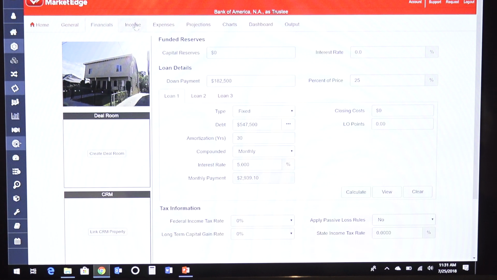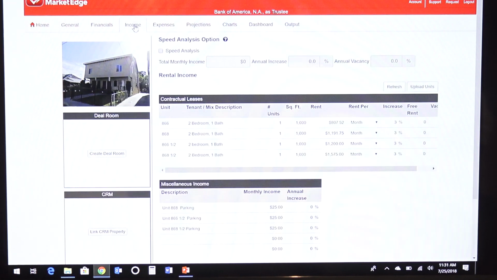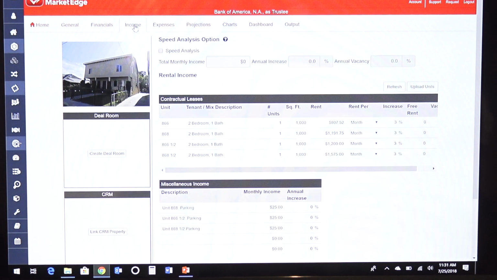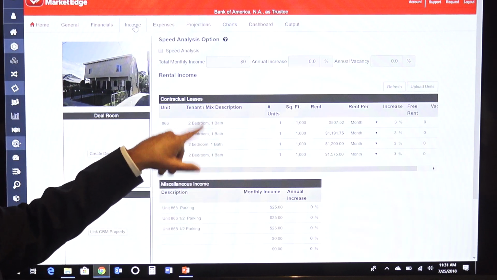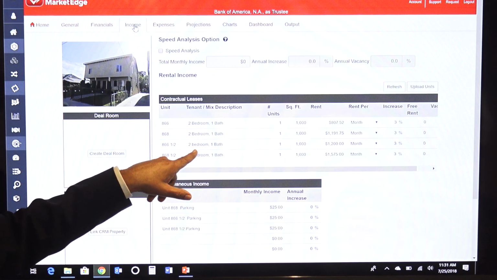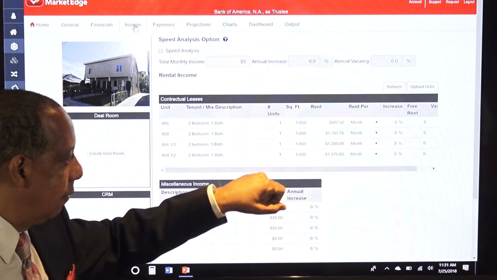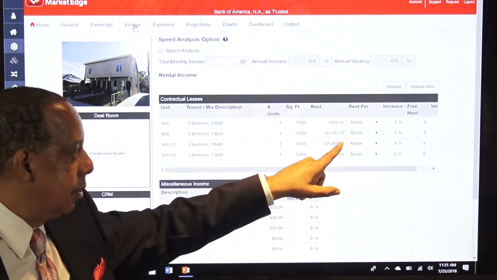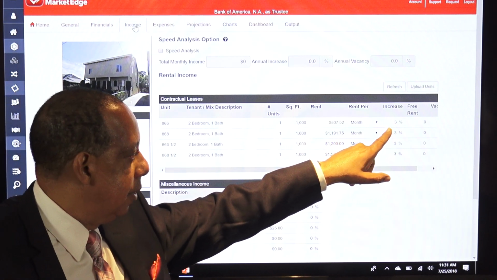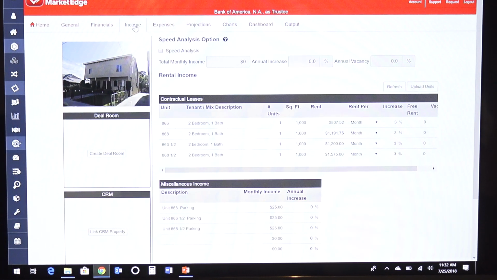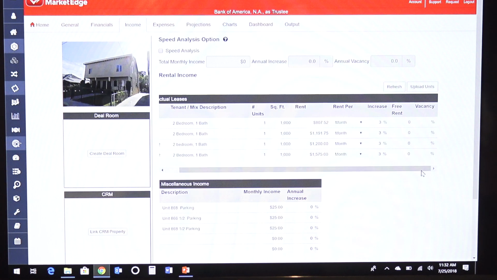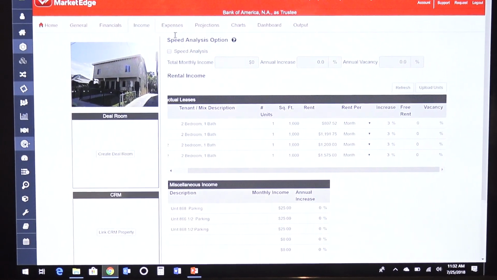So the software does that for you automatically. Now, this is where you put all of your information in for your units. This was a 4-unit property. All of them were 2 bedrooms. They all were about 1,000 square feet, but with different rent numbers, okay? I put a 3% yearly increase in there, and my vacancy factor, in this case, was about 5%.